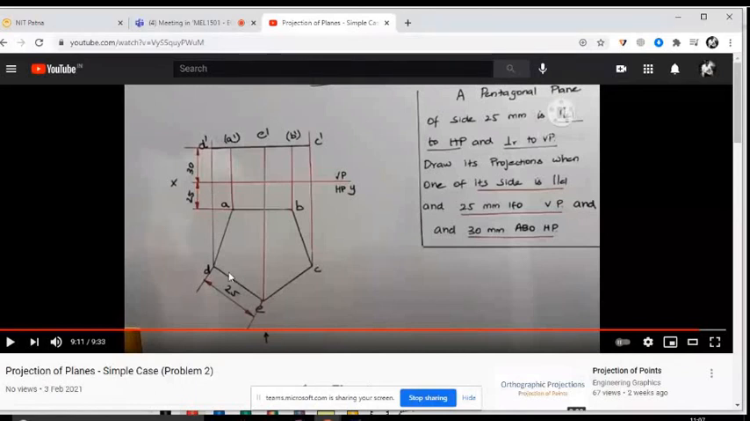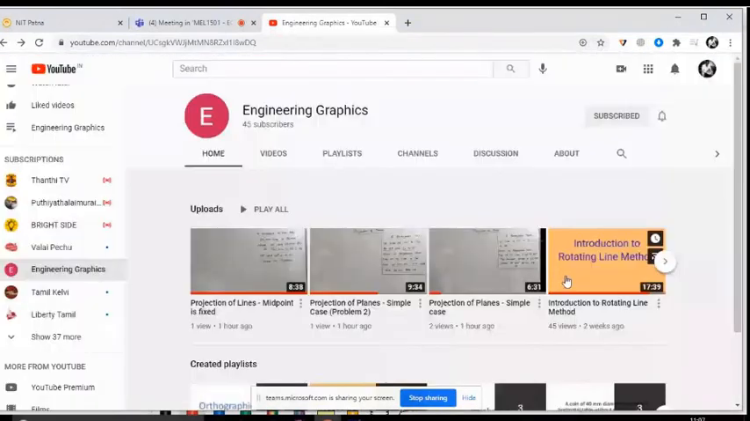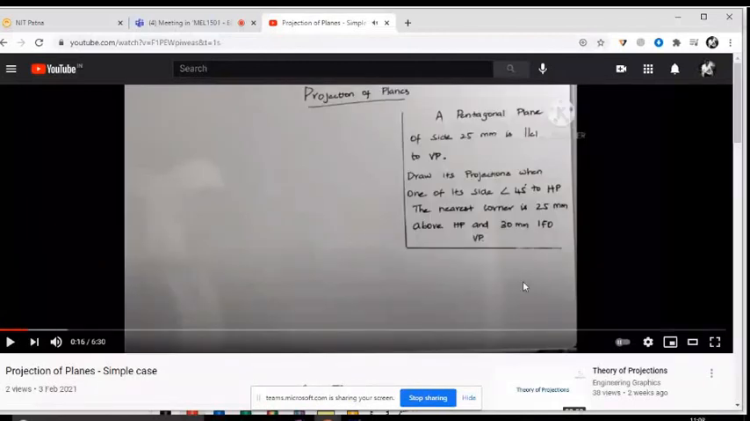Okay. So this is how you need to draw the projection of the pentagon for this particular problem. Okay. I hope you are clear, right? Yes. Okay, my question is, yeah, tell me. So do you have any doubts?